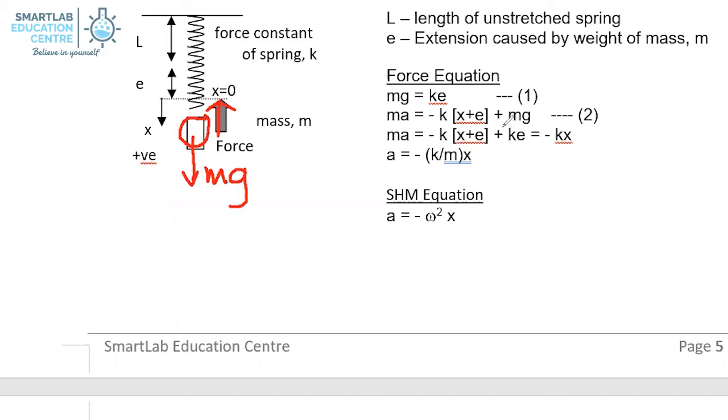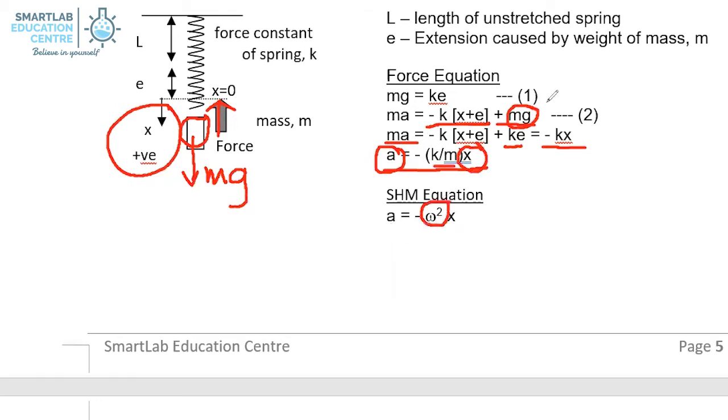In this case, you can see that mg is positive, as the convention we have chosen is downward is positive. The elastic spring force is negative in value because it is directed upwards. So the elastic spring force is minus k bracket x plus e. If we replace the mg with ke, we will work out that ma is equal to minus kx. From there, we're able to derive a relationship between the acceleration of the object undergoing simple harmonic motion and its displacement. In this case, k over m will be equal to omega squared.